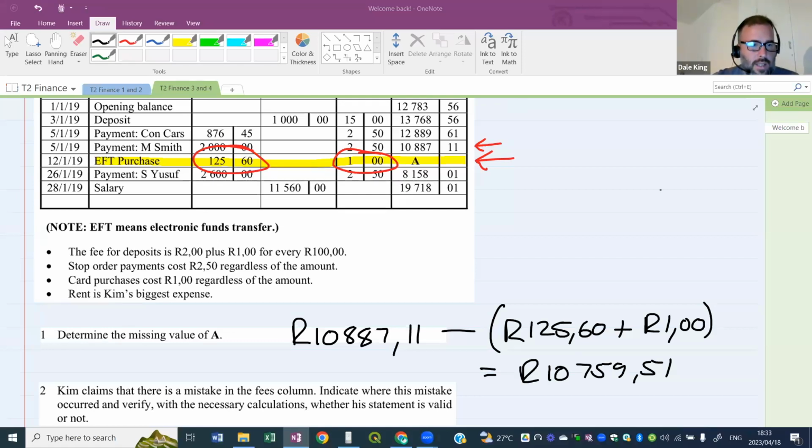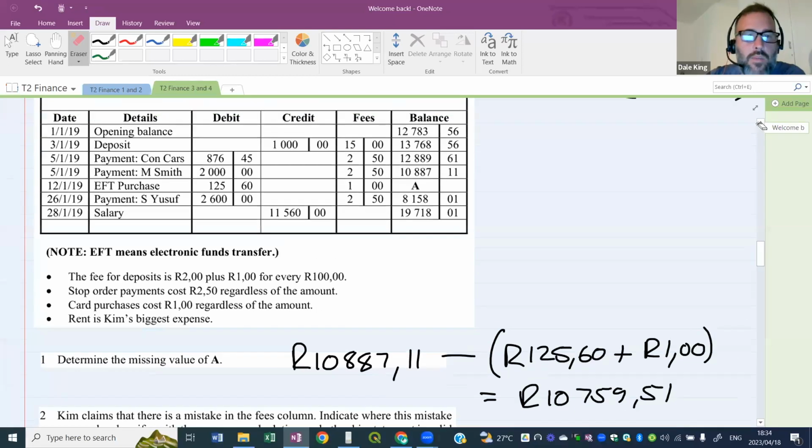There it is there. It says, number 2 at the bottom. Kim claims that there is a mistake in the fees column. Indicate where this mistake occurred and verify with calculations whether the statement is valid. Now, what statement is it? It's Kim saying there's a mistake in the fees column. We have to indicate where, number 1, and then verify with calculations whether she's telling the truth or not. So we got to find if there's a mistake in the fees column.